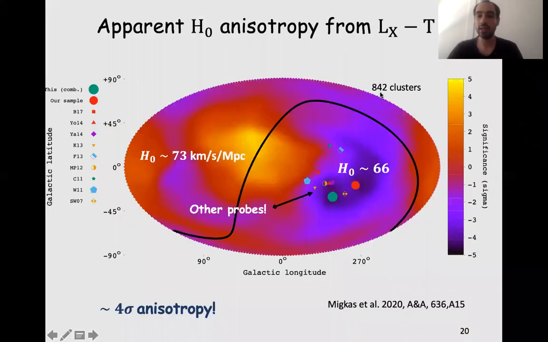Overall, we use 842 clusters, and as you can see, when we scan the sky to constrain H0 towards different directions, what we see is a roughly 10% variation of H0 across the sky, as you can see in this extragalactic map. The anisotropy is detected at the 4 sigma significance.